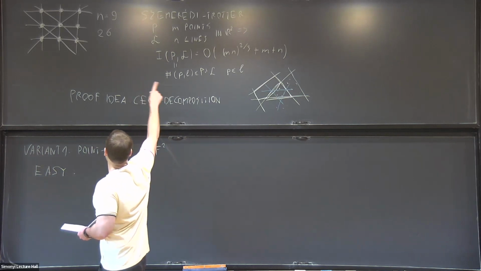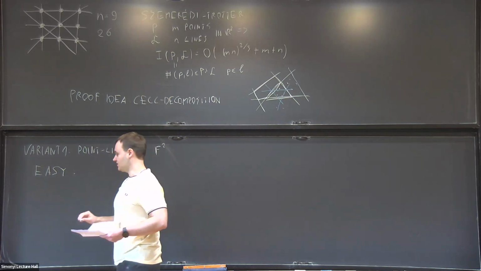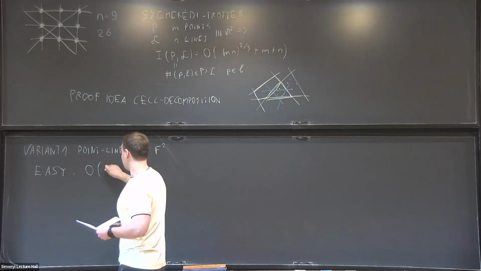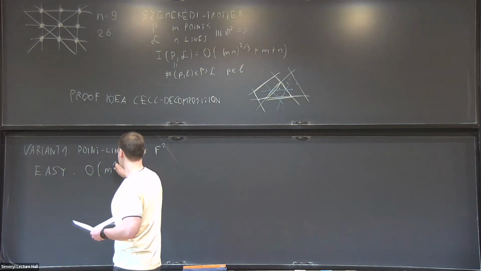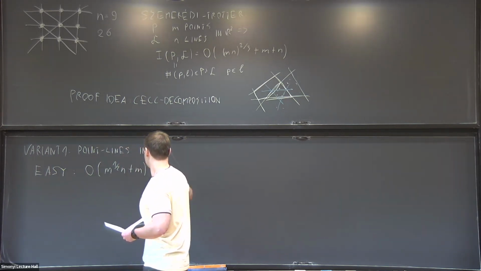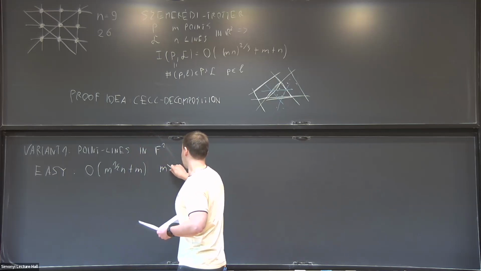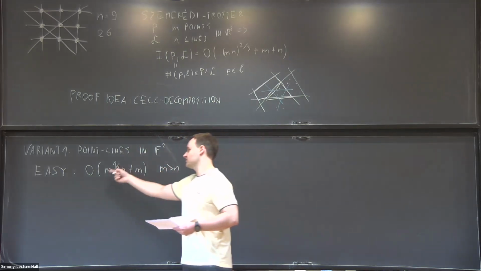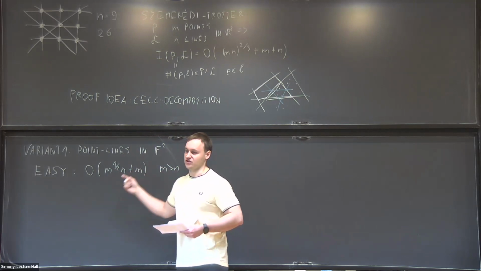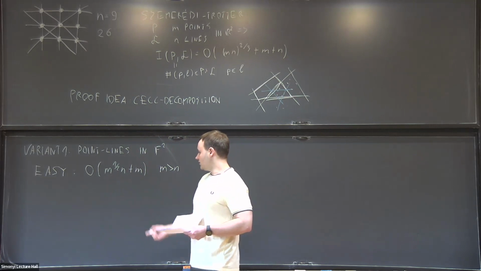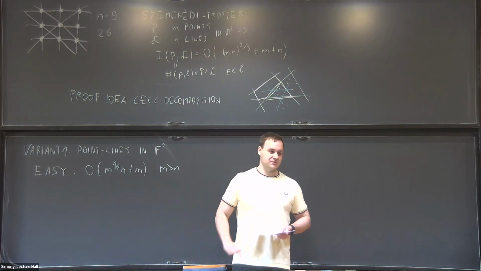When I write M and N, I will always have M points and N lines. So now you can prove the upper bound O of square root of M times N plus M, if M is bigger than N. And if M is smaller than N, you just get the same bound, but with M and N exchanged. So I will not write it down. Now, where does this bound come from?